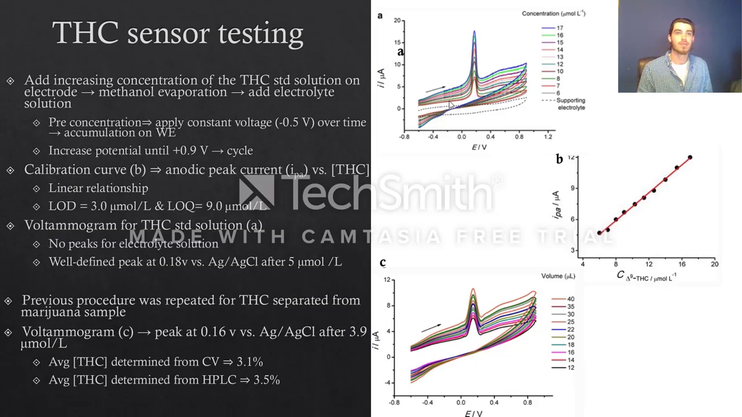After a drop of each sample was placed onto the working electrode, a technique called pre-concentration was used, where negative 0.5 volts was applied for about 30 seconds in order for the electroactive species to collect on the surface of the electrode. This procedure helped construct an analytical curve by plotting the anodic peak current versus THC concentration. And according to the calibration curve, there is a linear relationship between anodic peak current and THC concentration until about 20 cycles. The curve also determined the limit of detection to be 3.0 micromoles per liter and the limit of quantification to be 9.0 micromoles per liter.